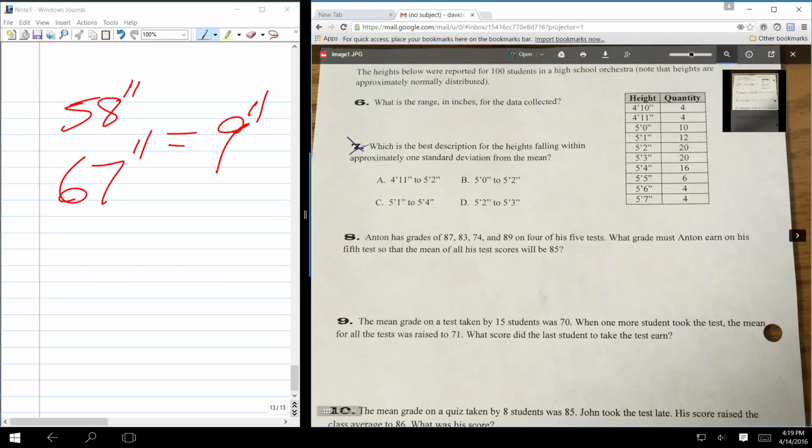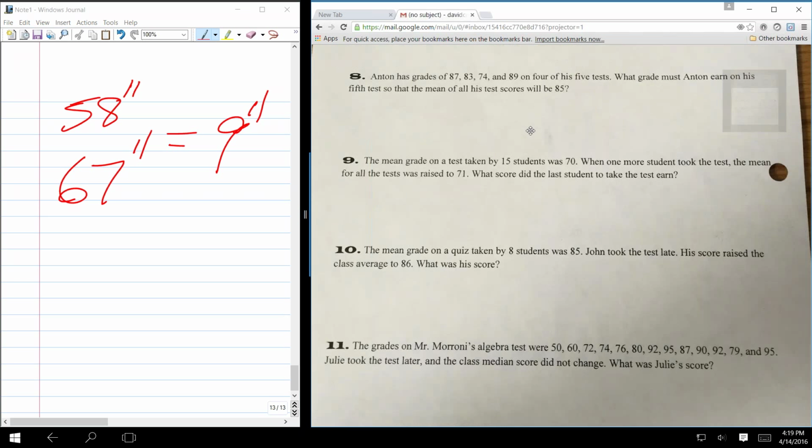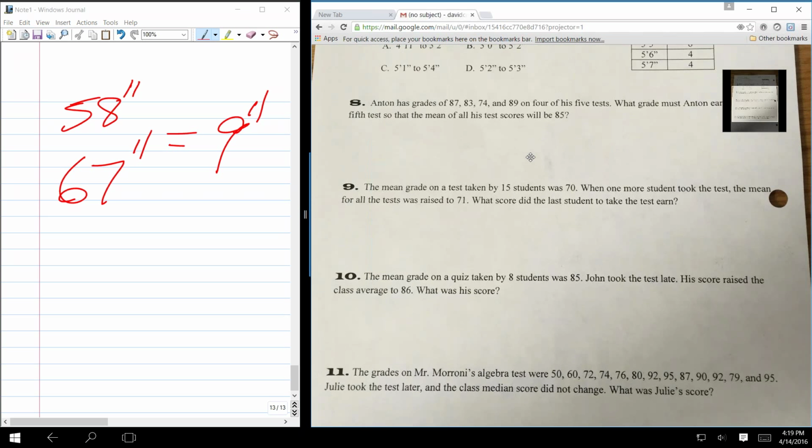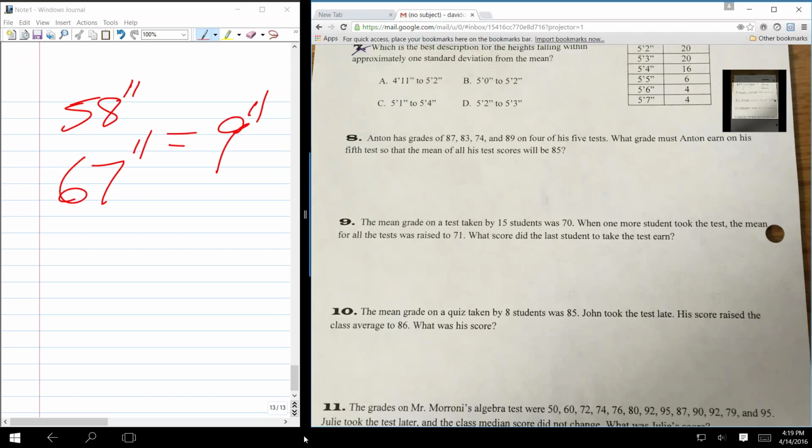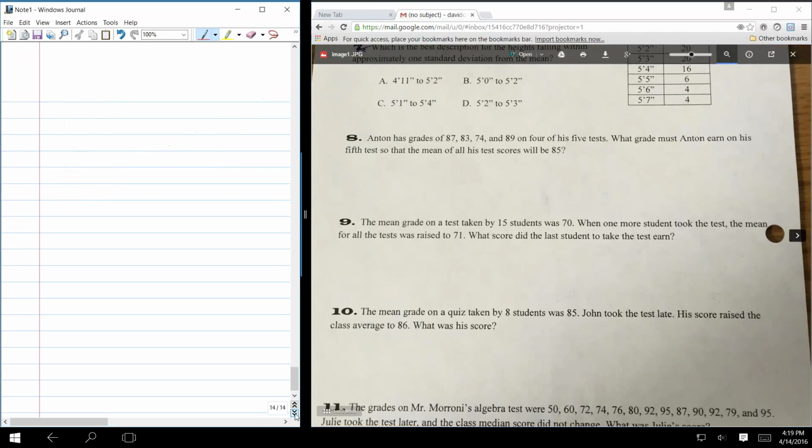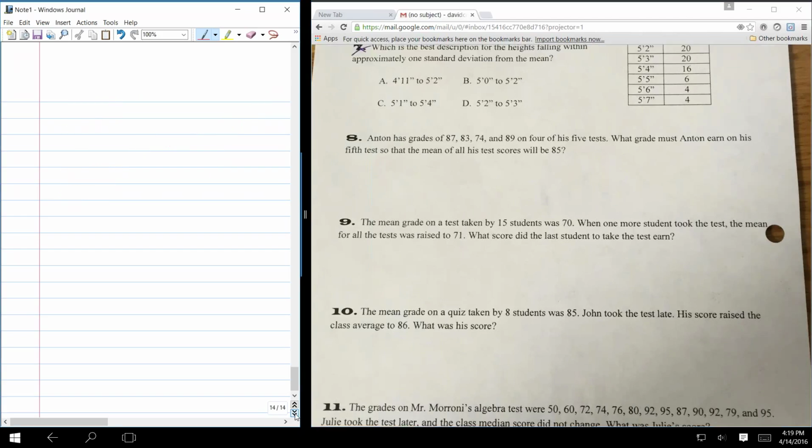All right, number 8. 8 is a problem you are going to see on the ACT exam. More than one of them. Okay, they love their average problems. I call it an average problem, not because it's an average problem, but it's a problem about averages. In other words, they want to know the means on this.